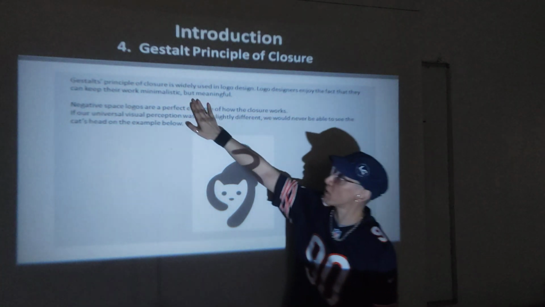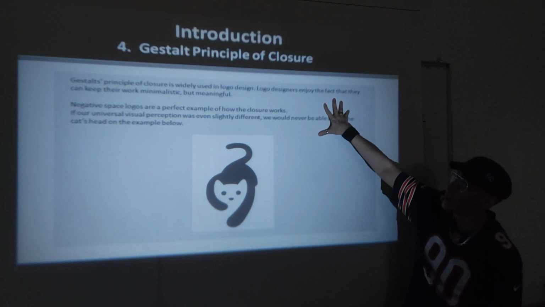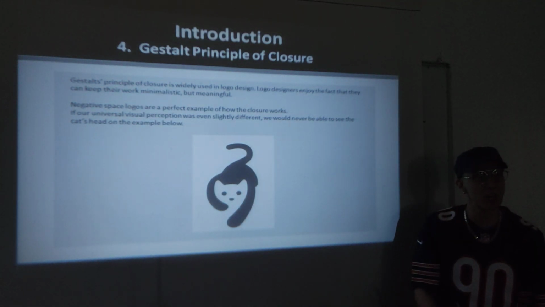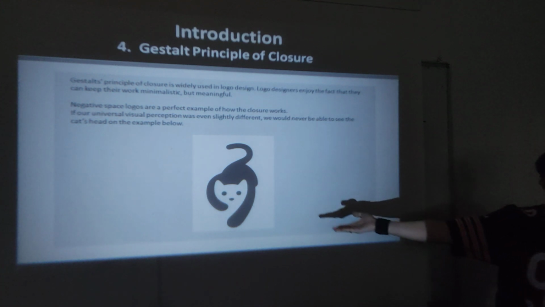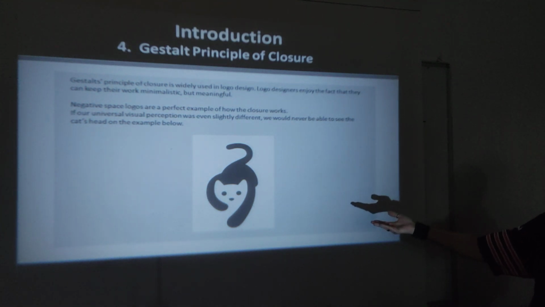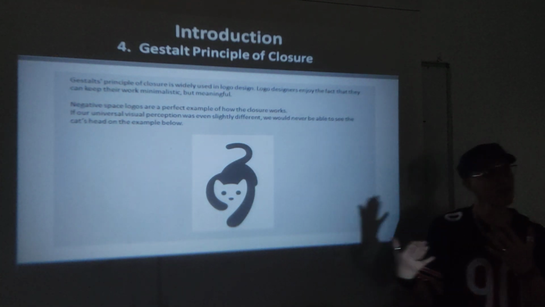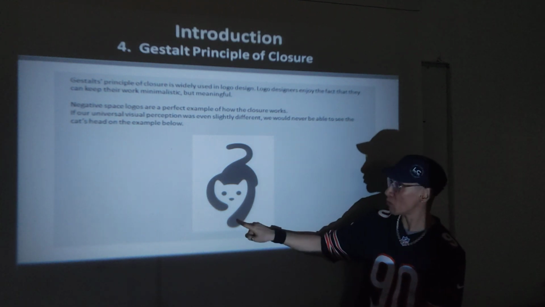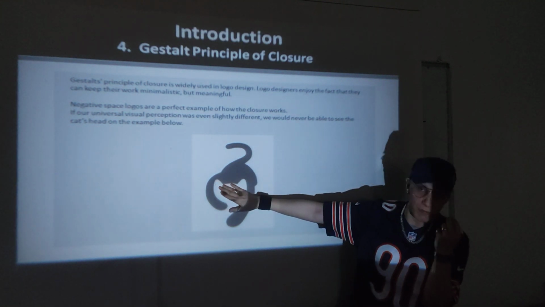It actually says here, this principle is widely used in logo design. So they keep their work minimalistic. When we say minimalistic, we mean very simple and abstract. And most logos, look at them, they are very abstract, okay? But meaningful. Now, when we look at this, this is like a cat. Everybody understands it as a cat, but it's not really a cat. Look at this shape here. This is like the positive and negative space that we discussed before. Now, when we look at this, this shape has no meaning. It's a very abstract shape.